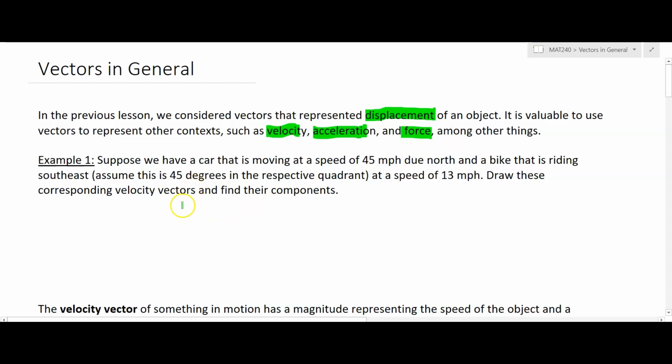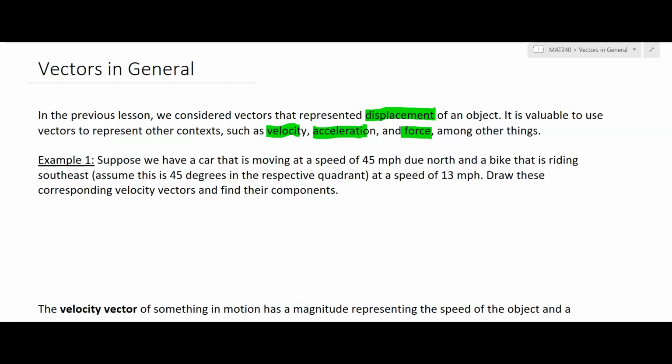So let's take a look at an example where we're going to sketch some vectors and represent a scenario. Suppose we have a car that is moving at a speed of 45 miles per hour due north and a bike that is riding southeast. Assume this is 45 degrees in the respective quadrant, and the bike's going 13 miles per hour. Draw these corresponding velocity vectors and find their components.